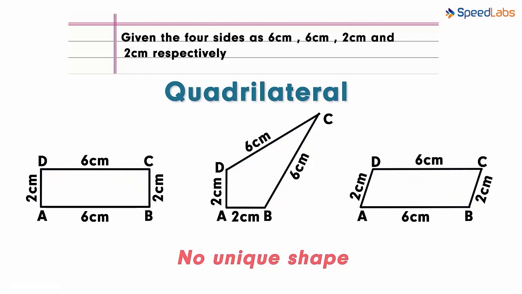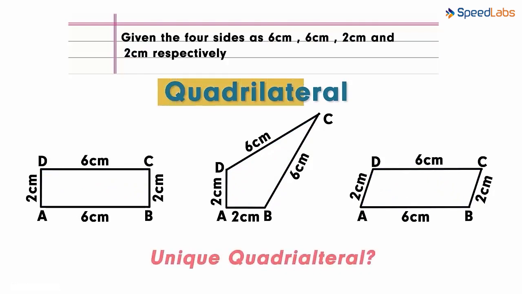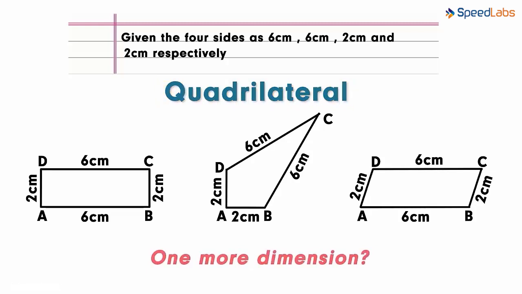So how do we communicate the specific shape of a quadrilateral? We need one more dimension that will help us construct a unique quadrilateral. It can either be the length of the diagonal or the angle between the 2 consequent sides. I want to tell you one last interesting thing in this video.